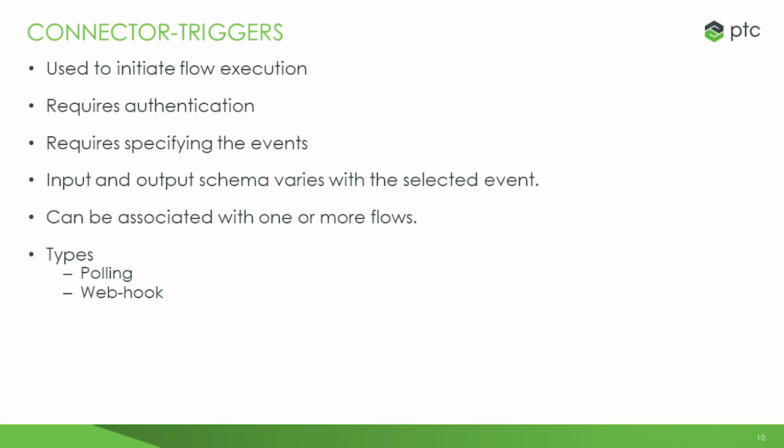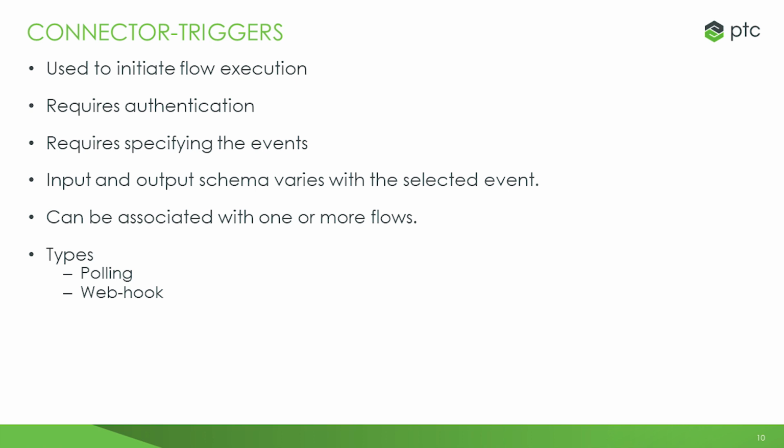The next thing we'll look at are triggers. A trigger is a mechanism used to initiate flow execution based on occurrence of events. These events usually happen inside the SaaS service or an application. So triggers will typically have an input where you would first select the event that needs to be handled, and based on the events, the schema would render the various inputs required to configure the event. Triggers can be associated with one or more flows.